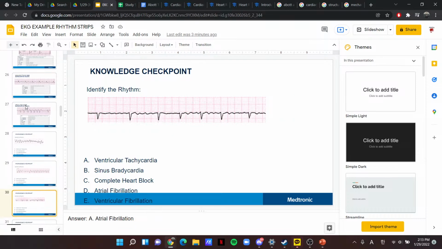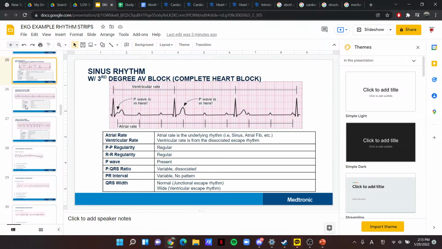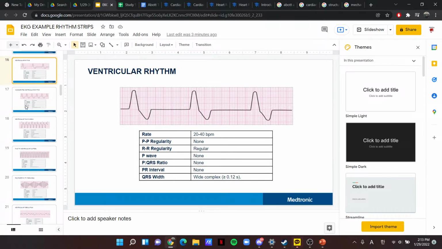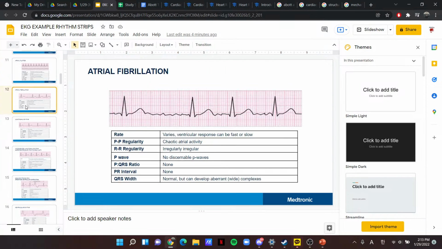Oh shoot, what diffuse? QRS. This can't be a heart block. Has to be. Guess that's A. It is AFib. Atrial fibrillation. Chaotic atrial activity. No discernible P waves.